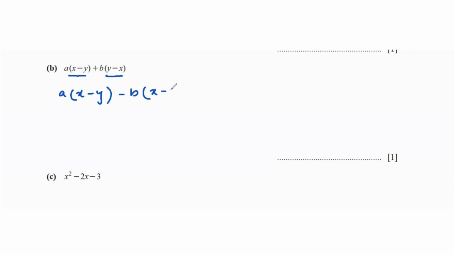And that changes the sign. It makes it x minus y. So now we can see the signs are the same for x and y. So we take x minus y common, and the other bracket will have a minus b. That is your answer.